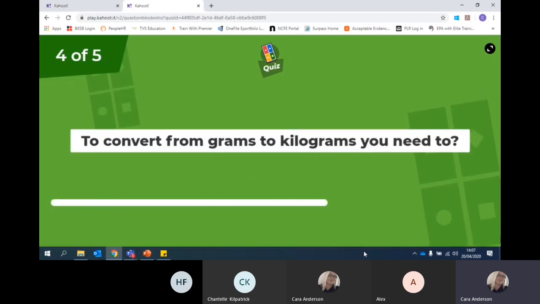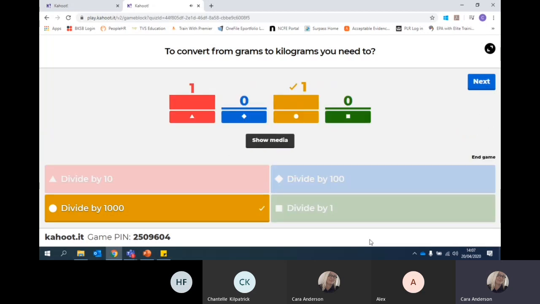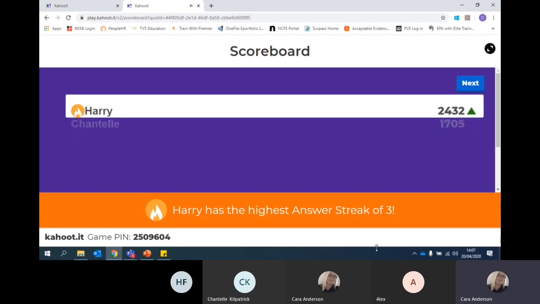Okay, to convert from grams to kilograms, you need to do what? I was nice on this one and I didn't go multiply or divide. So I just went with divide on all of them. But yeah, so remember there's 1,000 grams in 1 kilogram. So I need to divide by 1,000. So you got it right. Well done, Harry.